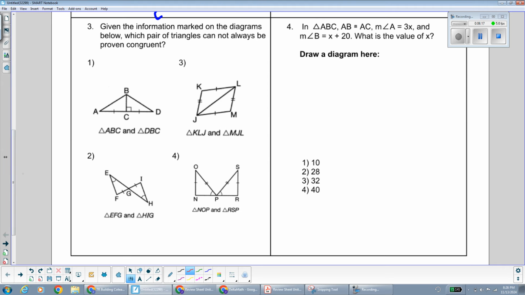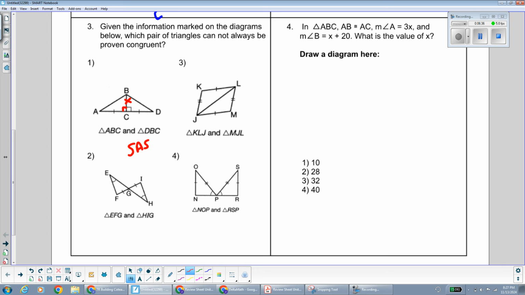In number 1, this is a right angle, so this has to be a right angle because they form a linear pair. 90 plus 90 makes 180. And then we have a shared side due to the reflexive property. So we do have side, angle, side, side, angle, side.